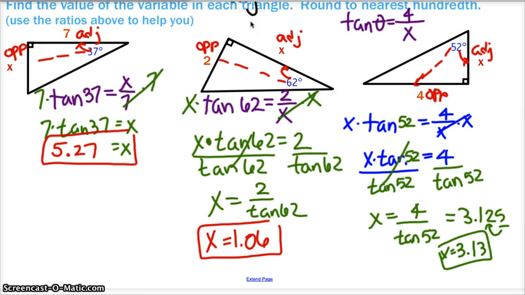Okay, so here are the answers. For the first one, x equaled 5.27, middle x equaled 1.06, and for the third, I needed to round. X equaled 3.13. I rounded because if we're rounding to the nearest hundredth, this value is 5 or higher, so it rounded up.